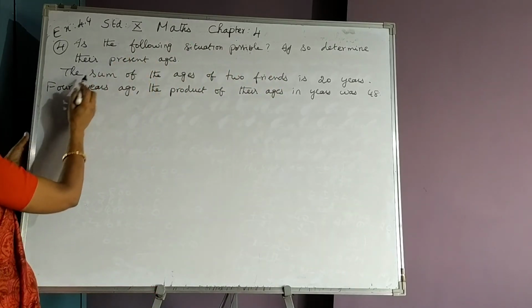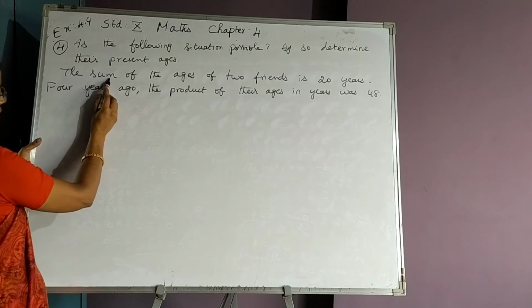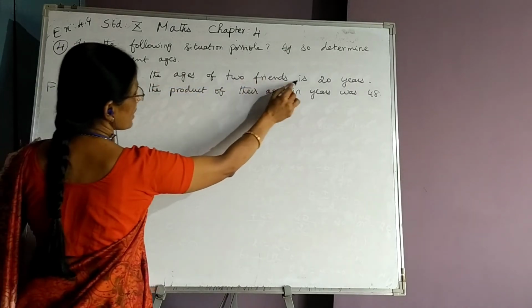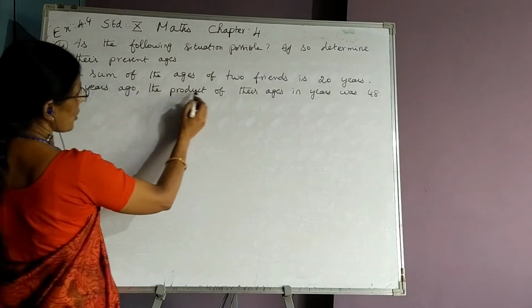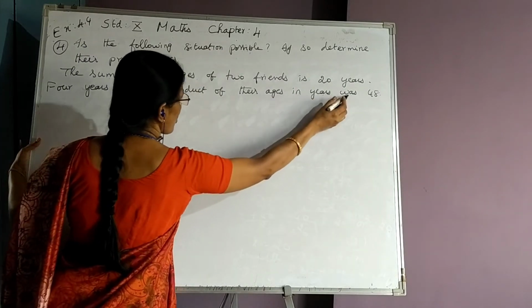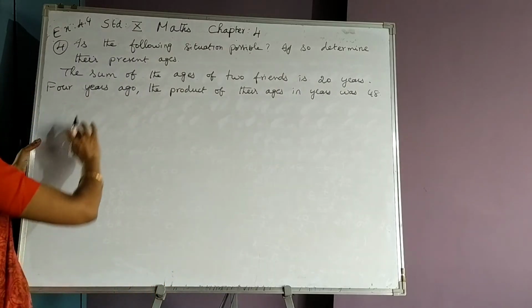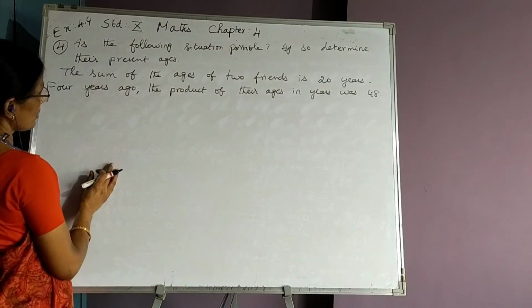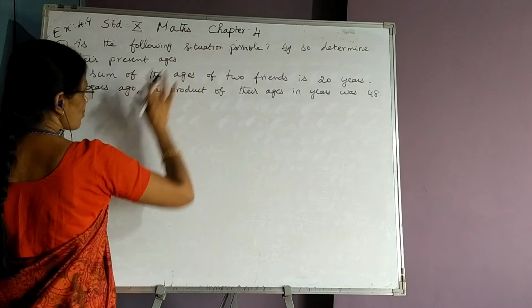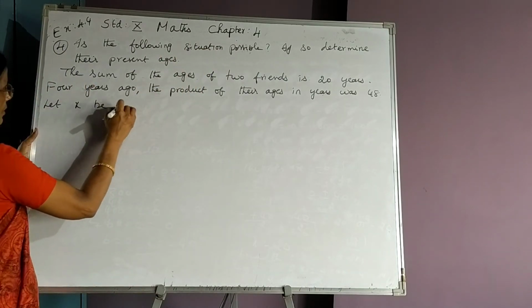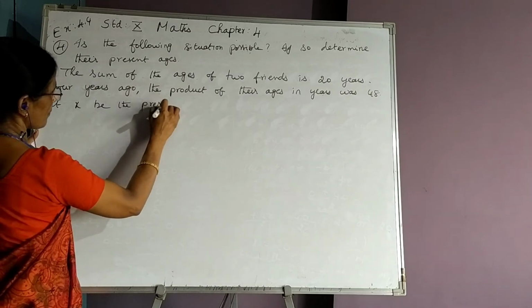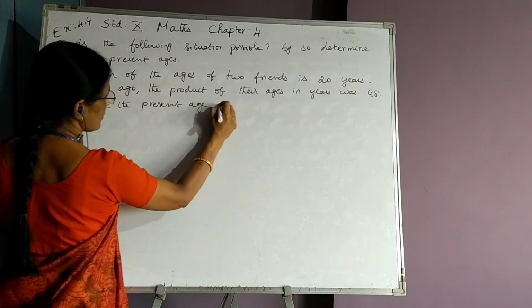The problem is this: the sum of the ages of two friends is 20 years. 4 years before, the product of their ages in years was 48. Using this situation, we have to find out the equation and check whether the situation is possible or not. I write, let x be the present age of one friend.